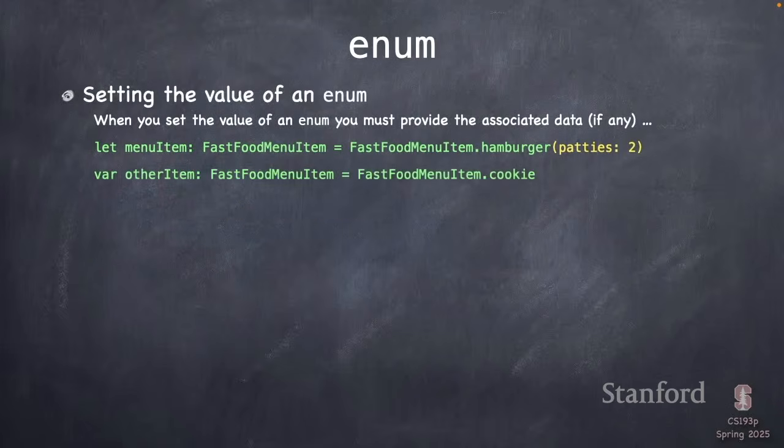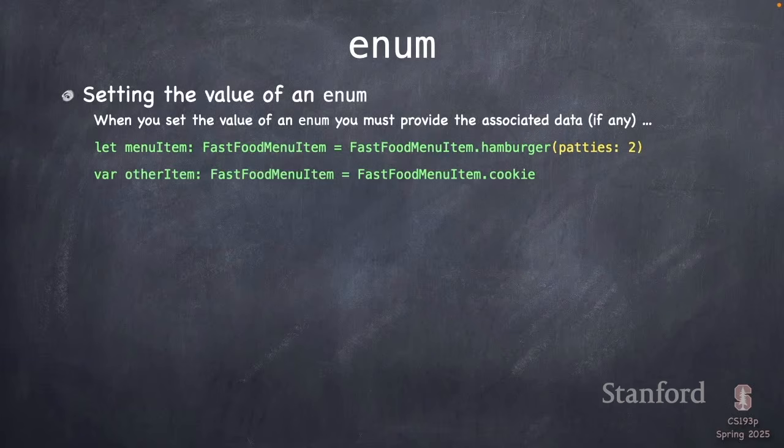Now, when you create an enum that has associated data, you do it by saying FastFoodMenuItem.hamburger, and then in parentheses, that keyword, patties, and 2. And for the drink case, you would just say parentheses, quote, Coke, comma, ounces: 16, or whatever. And obviously, if you have no associated data, you don't have to do open parentheses, close parentheses. You just leave it off. Like cookie, it has no associated data.